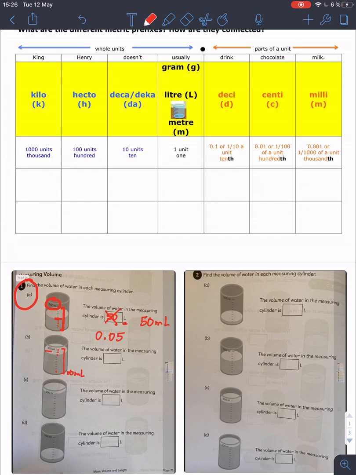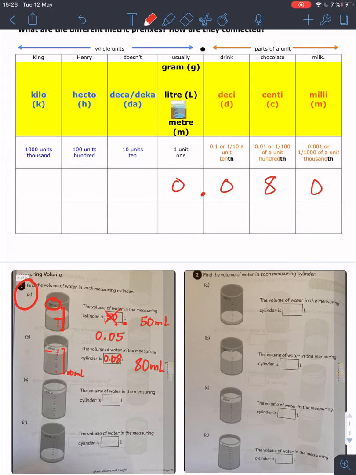This is 80 milliliters. But 80 milliliters can't be written in liters just like that. If I wanted to find 80 milliliters, I would write it in here, 80 milliliters. Now, if I want to measure that in liters, then I need to put my zeros in as placeholders. So the volume of the water in this measuring cylinder is 8/100ths of a liter.